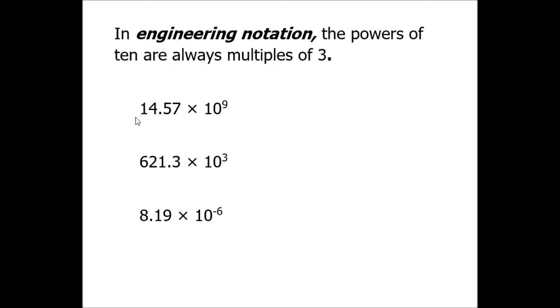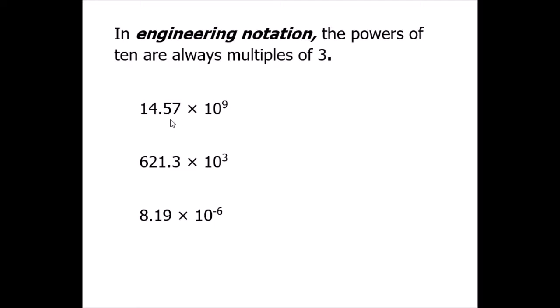And the other thing is, instead of just having one number in front of the decimal point, you're allowed to have either 1, 2, or 3 digits in front of the decimal point. So it must be a multiple of 3 for the exponent, and you can have either 1, 2, or 3 numbers in front of the decimal point.